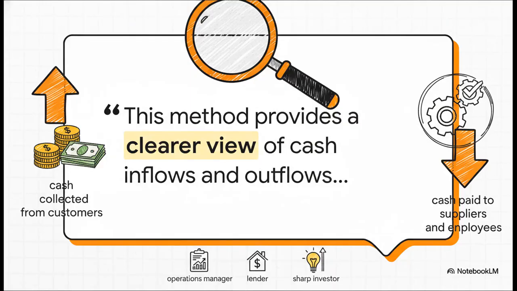So the obvious question you should be asking is, Professor, if the other way is easier and more common, why would any company go through the extra hassle of the direct method? And the answer is summed up perfectly in this quote. It's all about clarity. Put yourself in the shoes of a credit analyst at a bank. A company's asking you for a $10 million loan. Would you prefer a statement that starts with net income and then has a long, confusing list of non-cash adjustments? Or would you rather see a simple, clear report that says, here's exactly how much cash we collected from our customers, and here's exactly how much we paid our suppliers? The second one, right? That level of transparency is absolute gold when you're making high-stakes financial decisions.